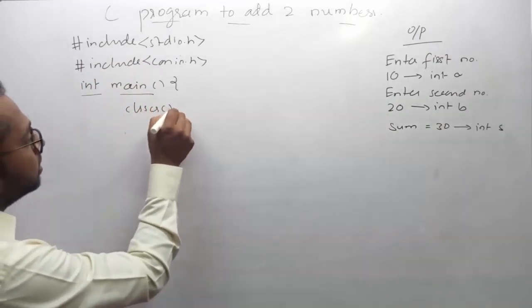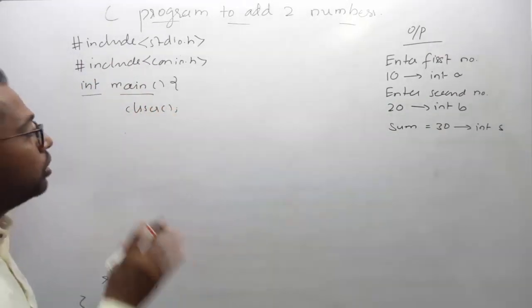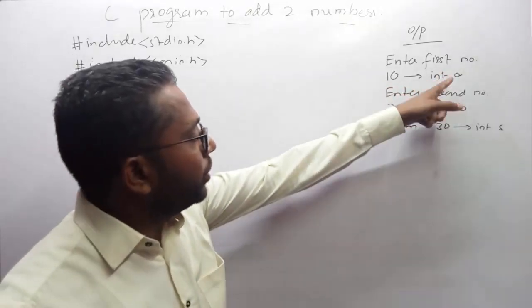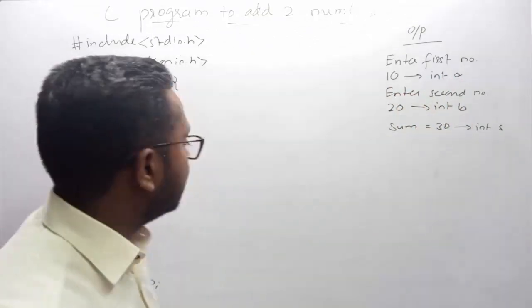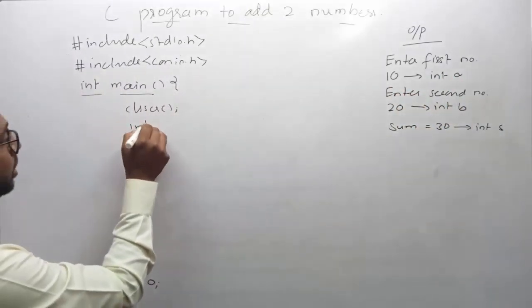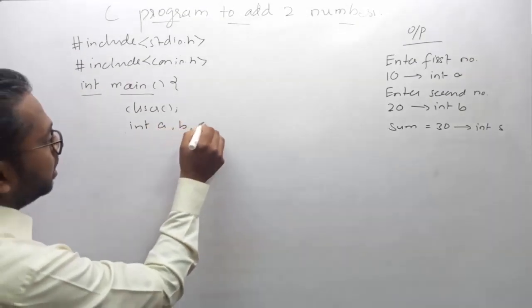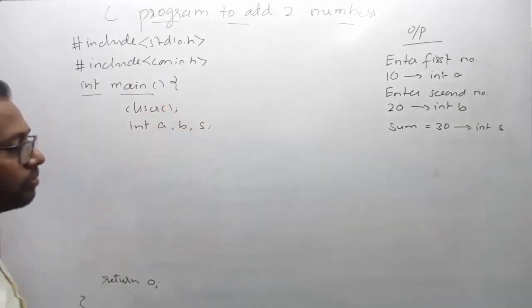Okay. Now we have to come inside the main function to call our clear screen function. I have already told you regarding this. Then we should declare these variables a, b, and s, and all three of these variables are of type integer: a, b, and sum.